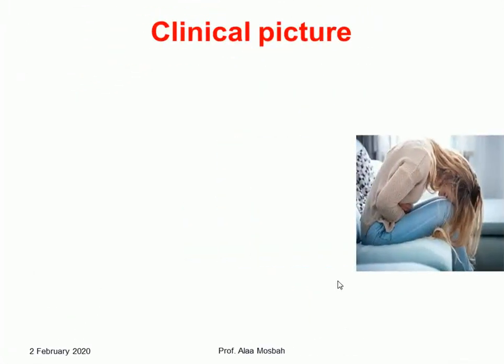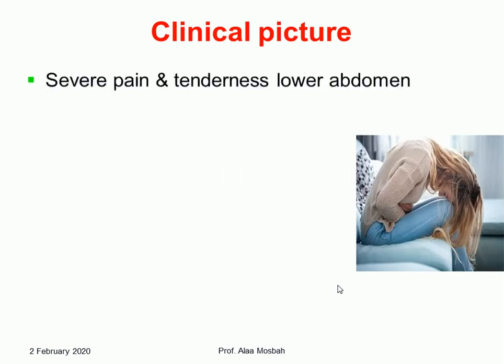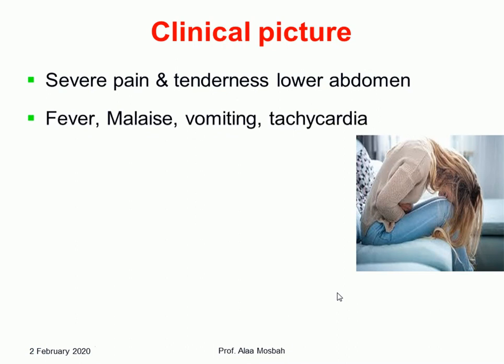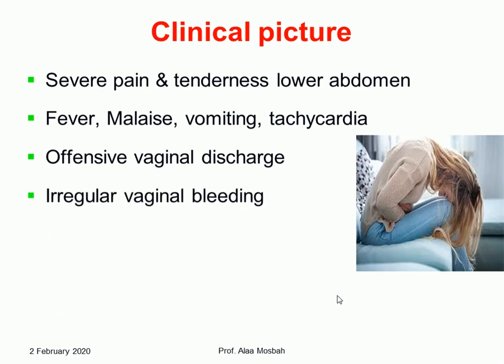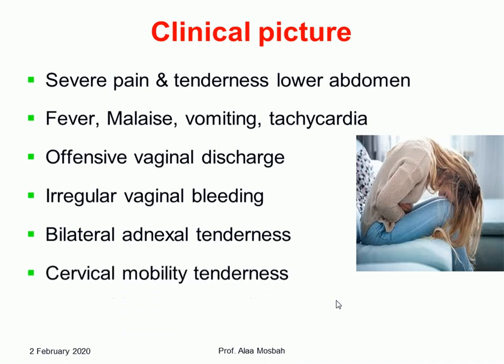What about the clinical picture? Severe pain and tenderness in the lower abdomen, fever, malaise, vomiting, tachycardia, offensive vaginal discharge, irregular vaginal bleeding, bilateral adnexal tenderness, cervical motion tenderness, tubo-ovarian mass.